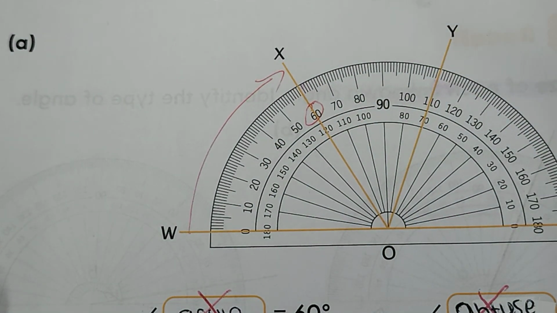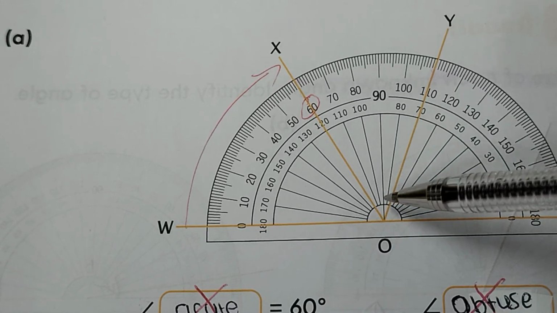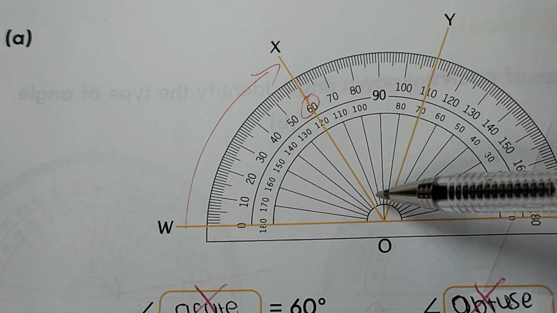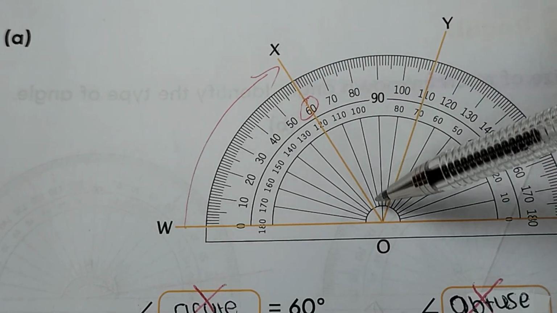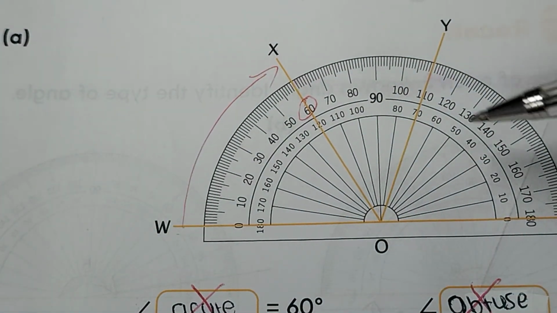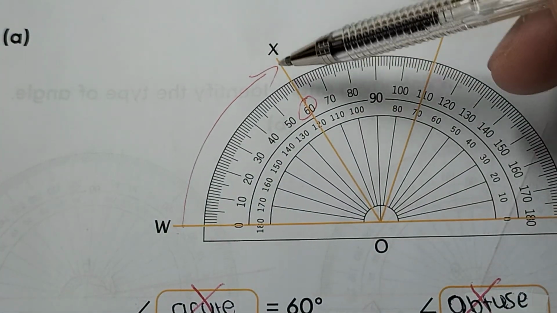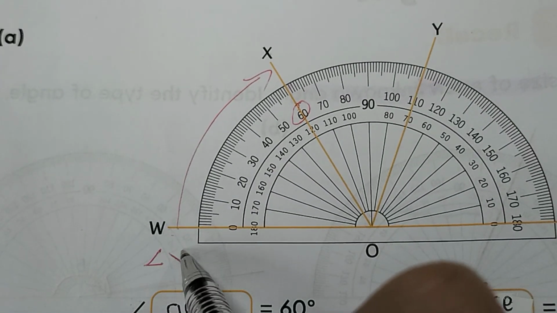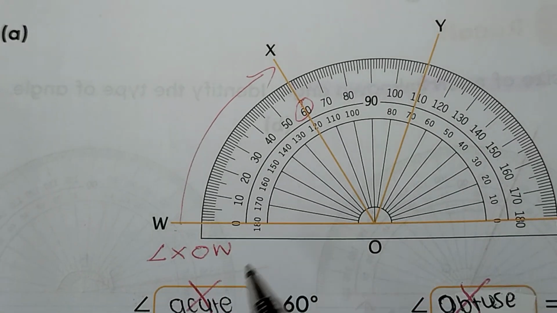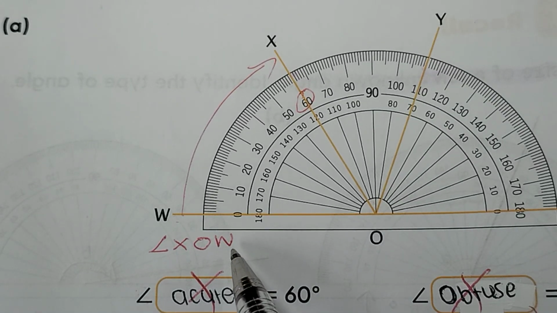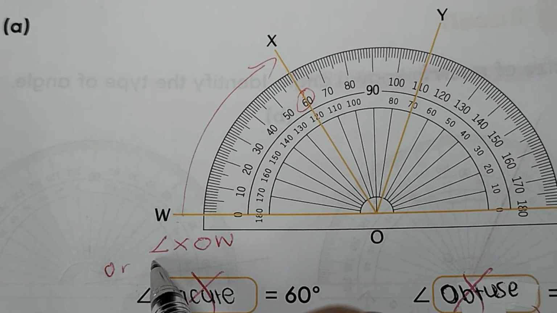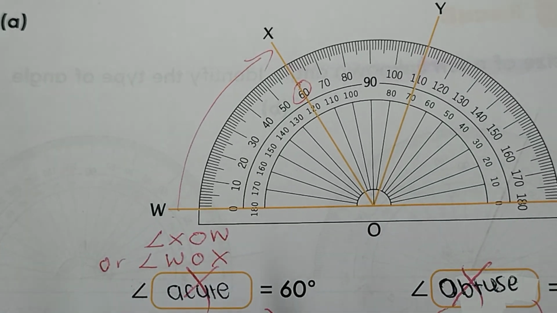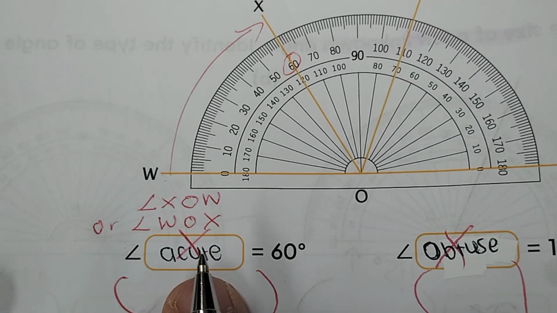And what will this angle be called? Where's the vertex? The vertex is 0, a circle, it's O here. So this angle can be called XOW. It can also be called angle WOX. So I'll give two possible answers. Angle XOW, these are all in uppercase, meaning they're all in capital letters, or angle WOX. Right, that is the correction for this part.